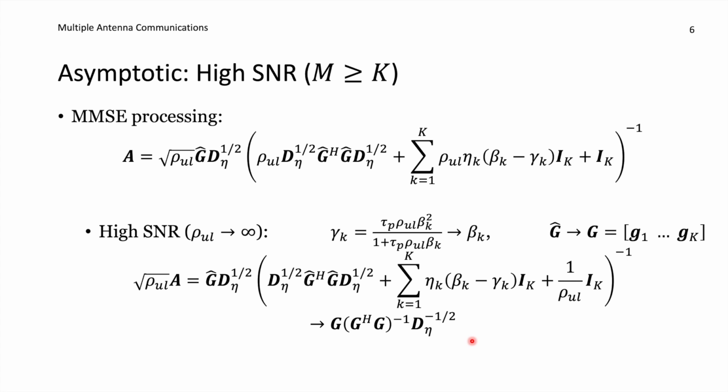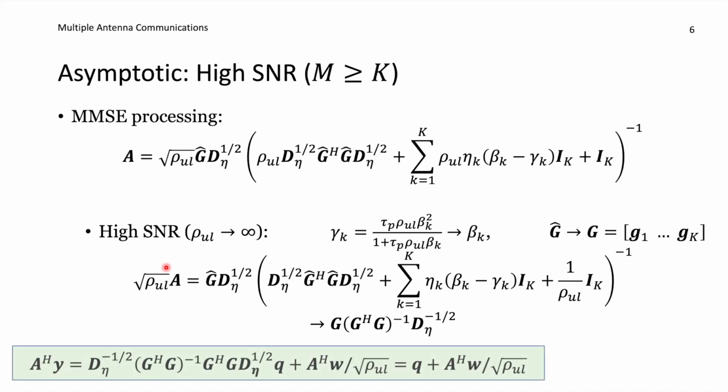If I now consider a large but finite value of the SNR rho uplink, I can say that my A matrix will be equal to this expression divided by the square root of rho uplink. I apply this to my received signal vector y, and that means that I should multiply A Hermitian with the signal term, this term, and with the noise term, like this. And the square root of rho uplink is appearing here, and it disappears from the first term.